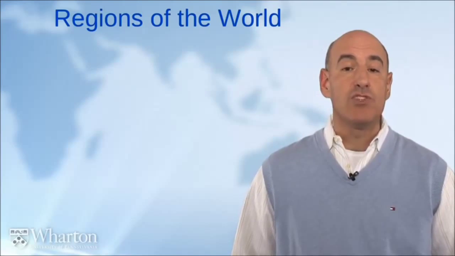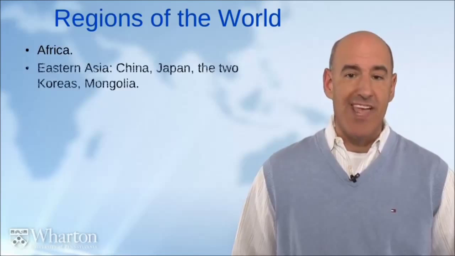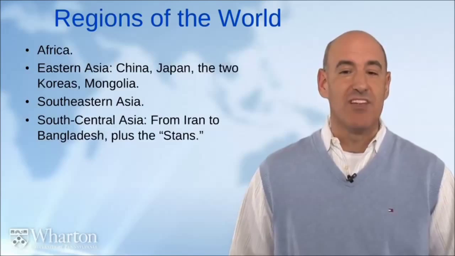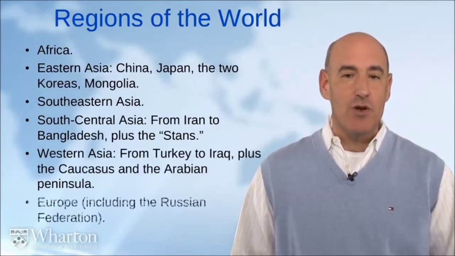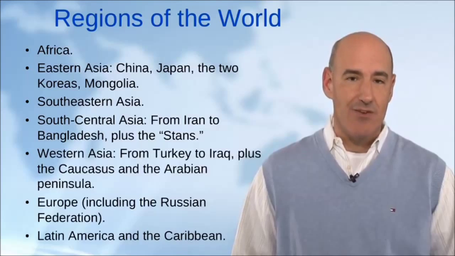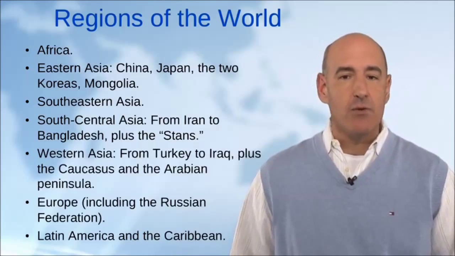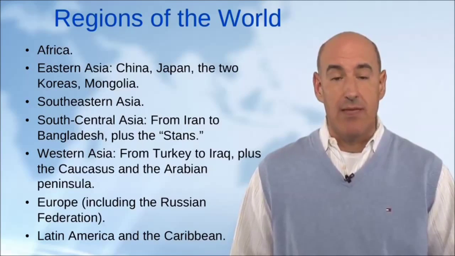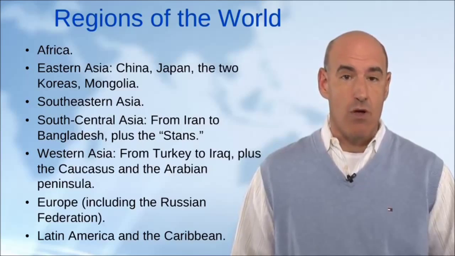So let me start by telling you which are the regions that the United Nations Population Division takes into consideration when calculating the relative importance of different populations in the world. We will distinguish among Africa, Eastern Asia, Southeastern Asia, South Central Asia, Western Asia, Europe, and Latin America and the Caribbean. Let me just clarify very quickly which countries are included under Eastern Asia. That's China, Japan, South Korea, North Korea, and Mongolia.